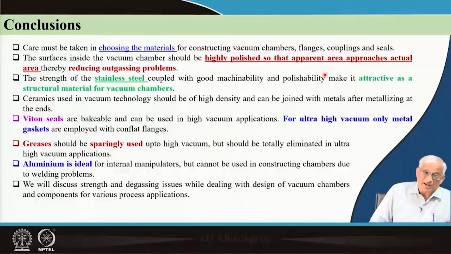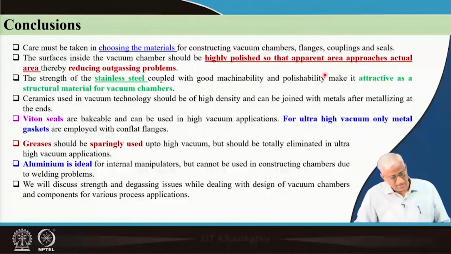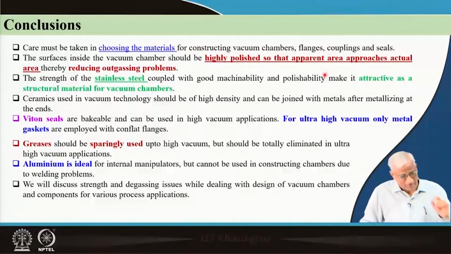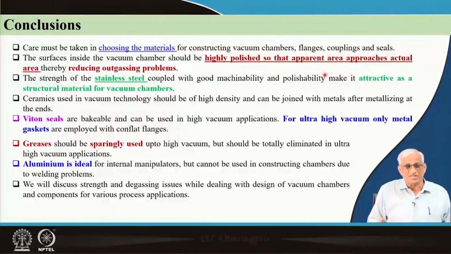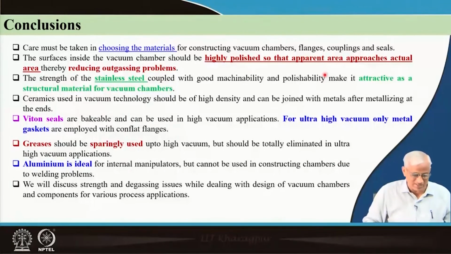Then seals, Viton is the ideal thing, but some butane with different varieties of polymers are also available, but nowadays the tendency is towards Viton seals, because they can be baked, degassed and reused up to 150 degrees centigrade. Greases and oils should be chosen with low vapor pressure. Aluminum is ideal, but unfortunately it cannot be welded. A lot of research is going on with aluminum alloys and welding technologies. If that comes and if the temperatures are low, then aluminum chambers are definitely good. It may look oxidized and dirty outside, but inside it will degas much less.